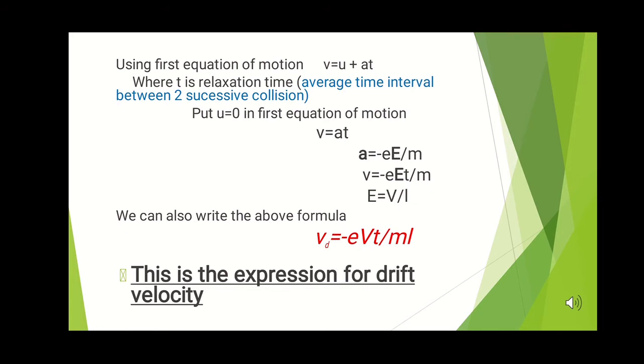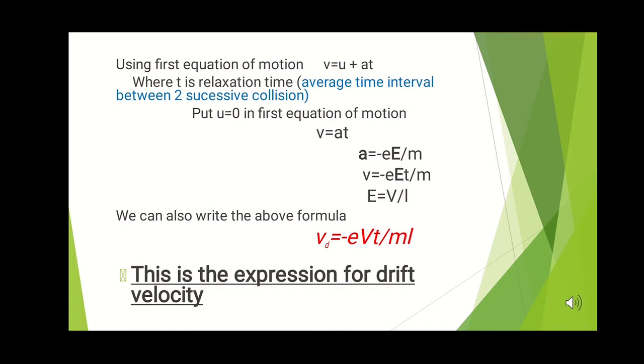Whenever the electrons move inside the conductor in the presence of an electric field, they collide sometimes with the positive ions and sometimes with other electrons. The average time interval between two successive collisions is called the relaxation time. Generally in the books it is represented by the symbol tau, but I have written it here as t.